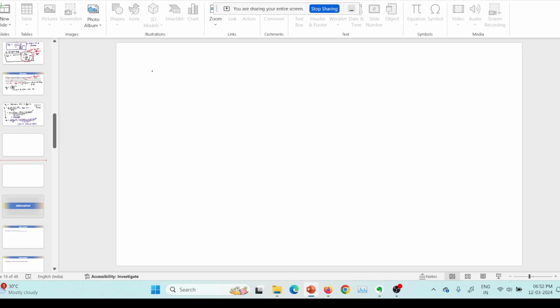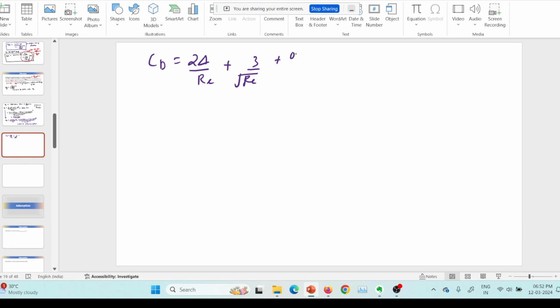What we will do? We will use the Schiller-Naumann drag formula. CD will be 24 divided by RE plus 3 divided by under root of RE plus 0.34. So if we put the value of RE, how much is RE? RE is 47.4. So 24 divided by 47.4 plus 3 divided by under root 47.4 plus 0.34. So CD will come out as 1.28.